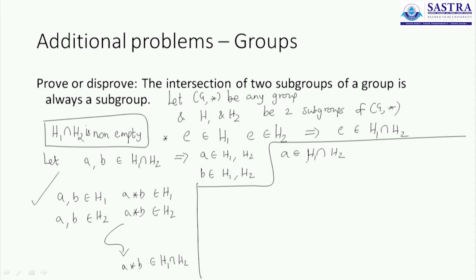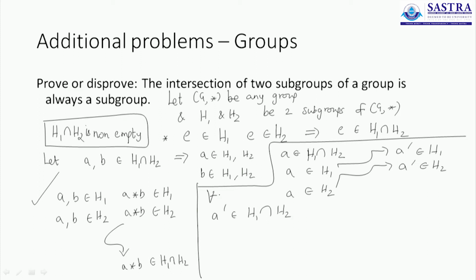Let's assume a is an element belonging to both H1 and H2. a is some element belonging to both H1 and H2. Therefore a belongs to H1 and a belongs to H2. Now because H1 is a subgroup, a dash also belongs to H1, and because H2 is a subgroup, a dash also belongs to H2. So a dash belongs to both H1 and H2, which means a dash belongs to the intersection also.